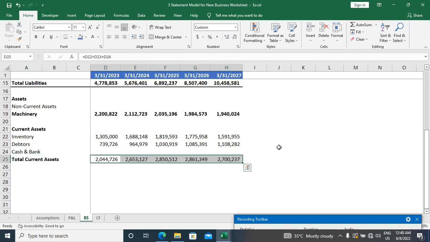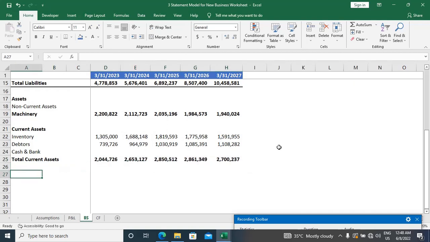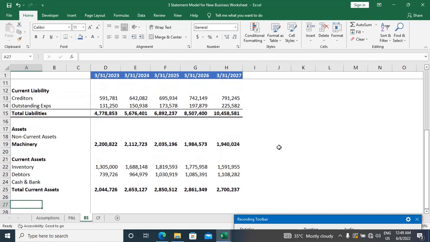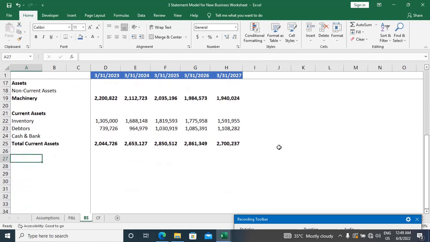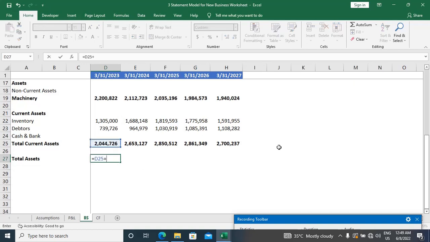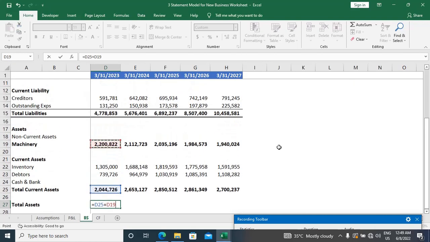Total current assets I have got. So the thing is that now I should do the total of it. Definitely the balance sheet wouldn't tally because the value has not come from the cash flow yet. So equal to total current assets plus this amount.